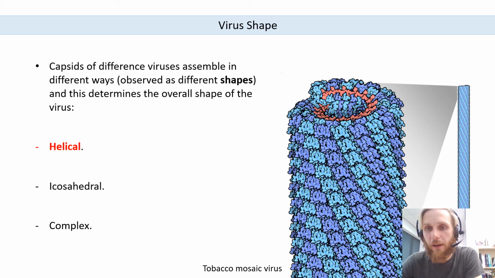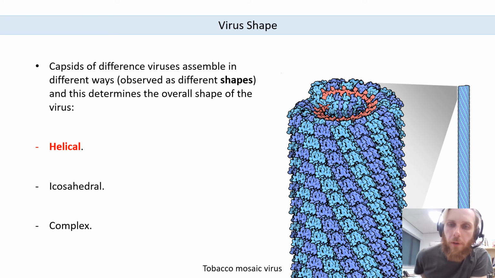So just bear that in mind when we're talking about the shapes we're talking about here. We're talking about the shape of the capsid, but we're kind of conflating that term with the shape of the virus overall. So we're talking about how these proteins assemble into a capsid, and what shape that capsid ends up as.